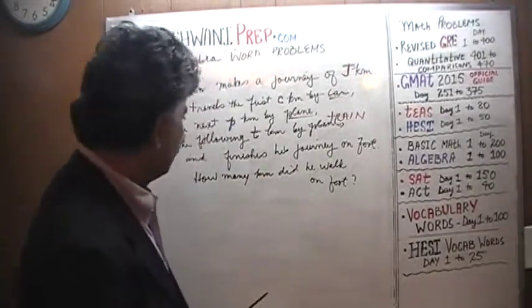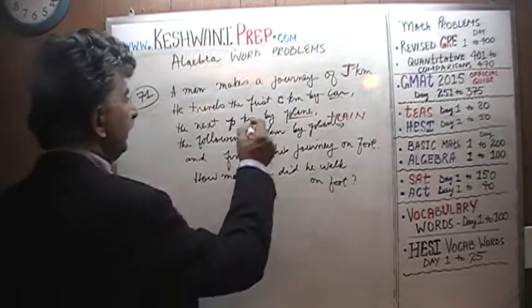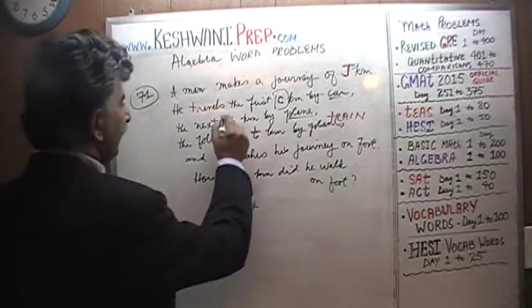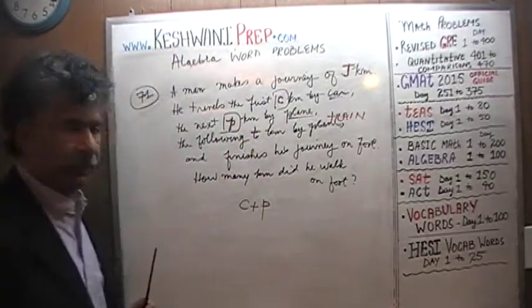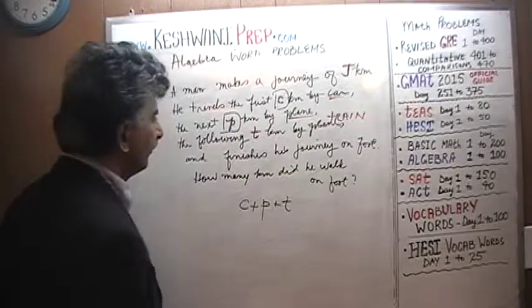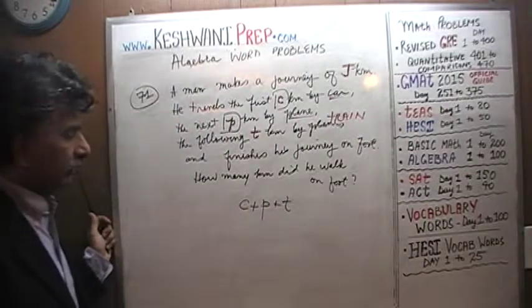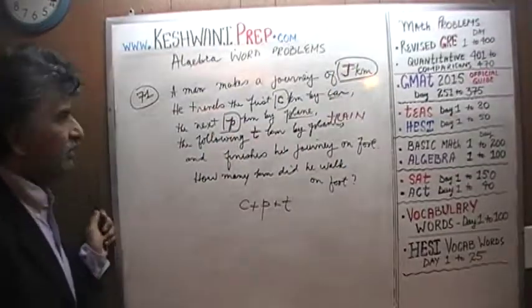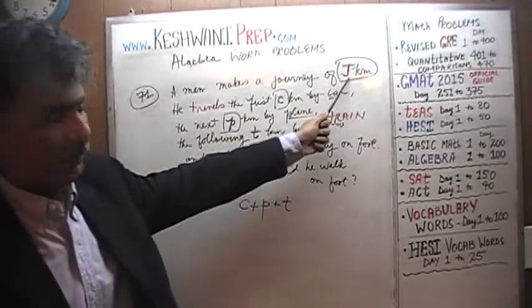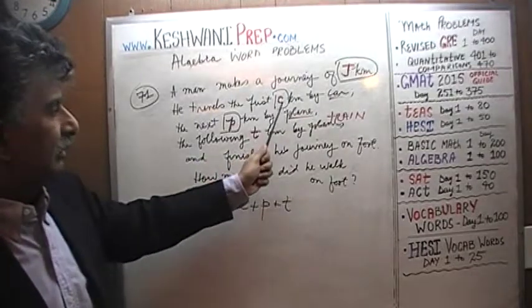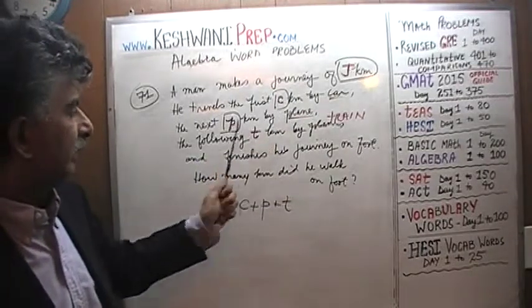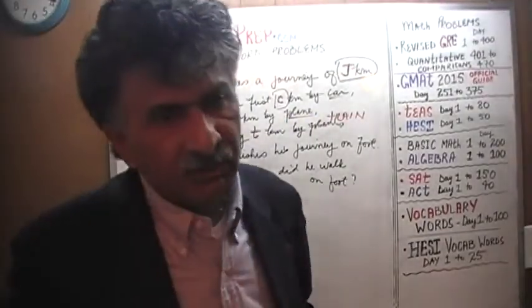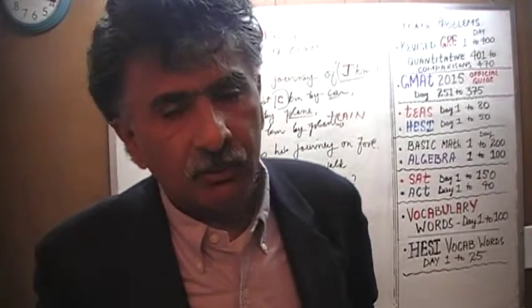Well, let's see. We know that he travels C kilometers by car, P kilometers by plane, and T kilometers by train. And his total journey was j kilometers, which means if we take the total number of kilometers he traveled minus the three segments, by car, by plane, and by train, the remainder must be the number of kilometers that he went on foot.